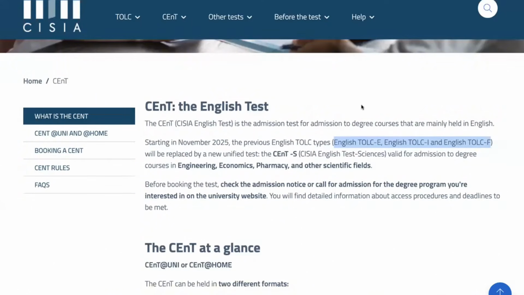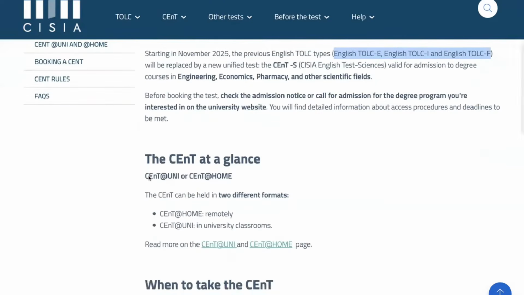So the test itself is just a combination of those 3, but there is a little difference between the sections, and we'll see that a little later. There are 2 ways to take this test. The first one is CEnT University, and the second one is CEnT Home. CEnT University is designed for those who are residing, who are living in Italy, so who have access to come to university and take the test offline.